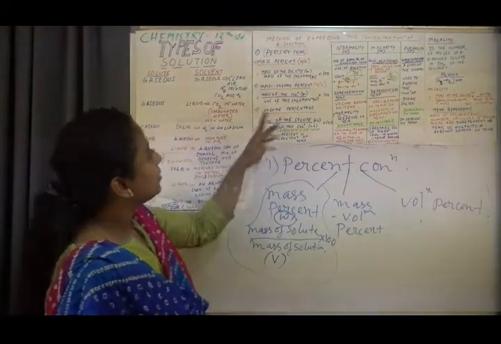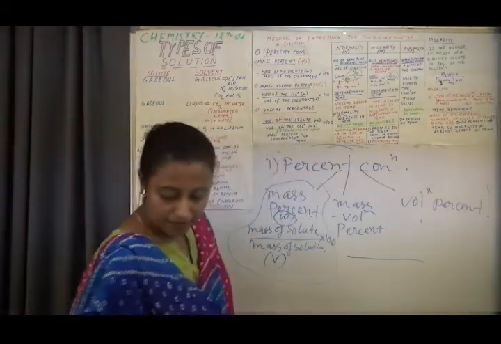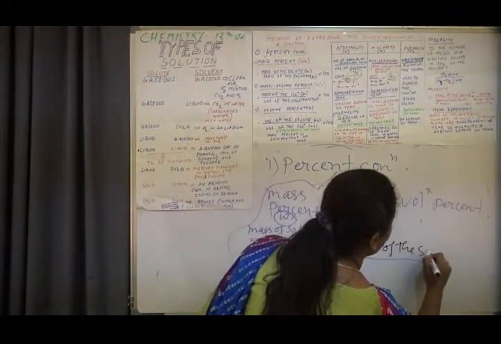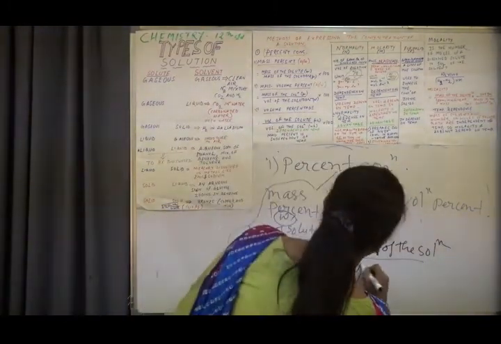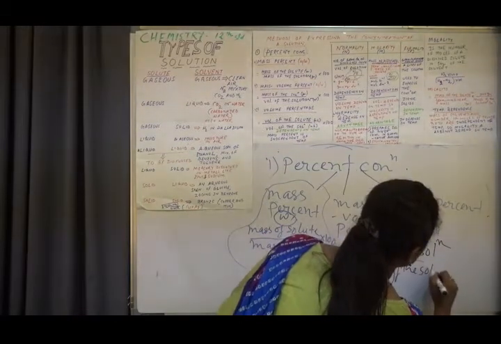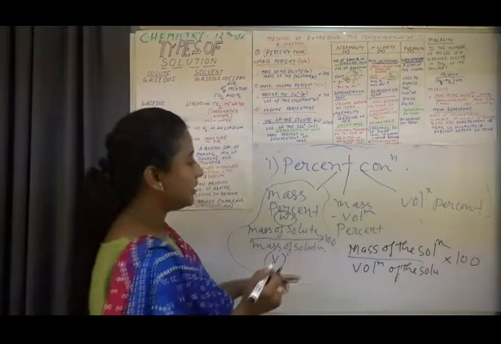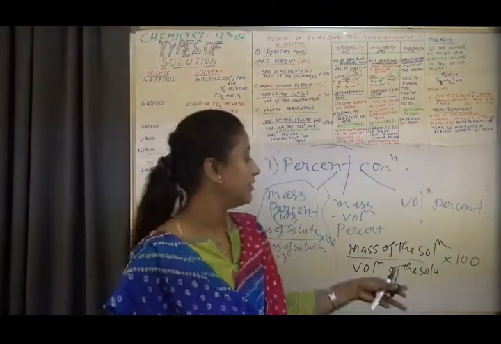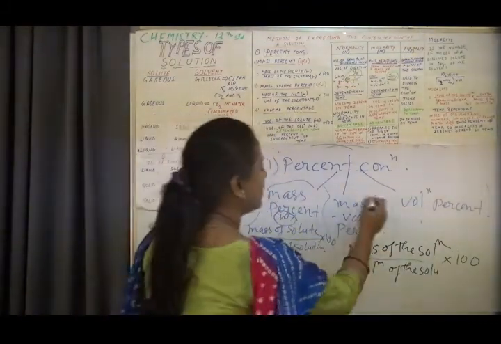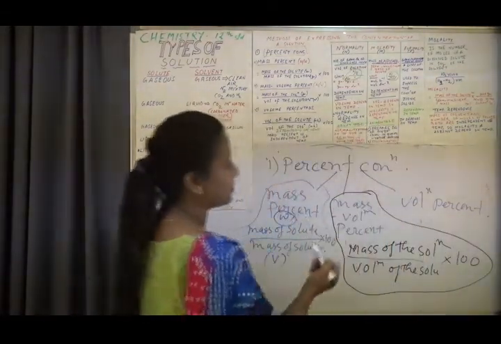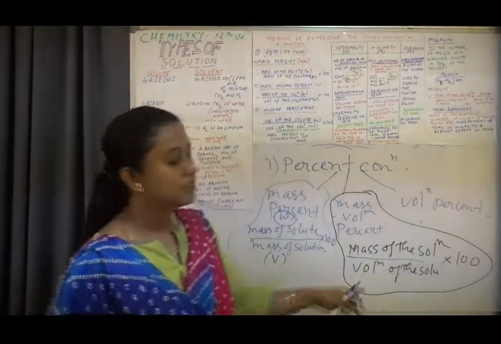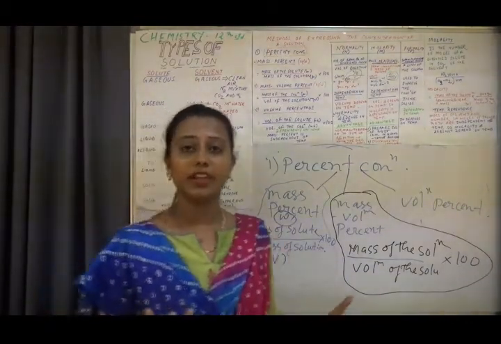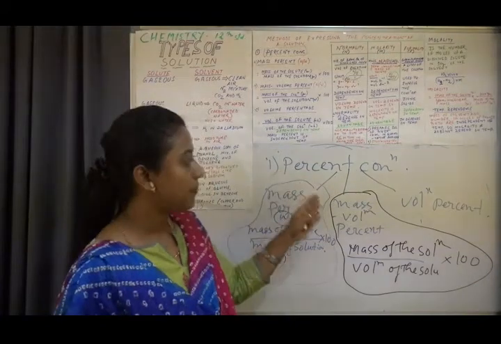Then coming to the second one, mass volume percent. It can be expressed as the mass of the solute divided by the volume of the solution into 100. So here mass volume means you have to take the weight or mass of the solute, then the total volume of the solution. Then if we multiply by 100, we get the mass volume percent. Lots of numerical problems are given from this formula. If you wrap up this formula, then you can easily solve the numerical problems which will be given in your board exams. At least one numerical problem is given from this type of question.